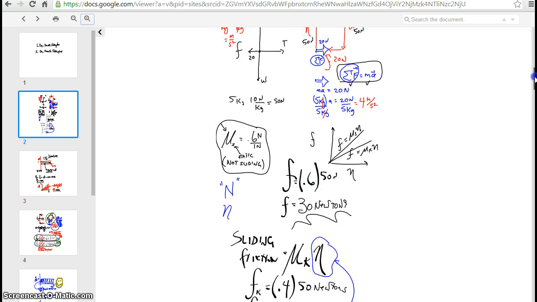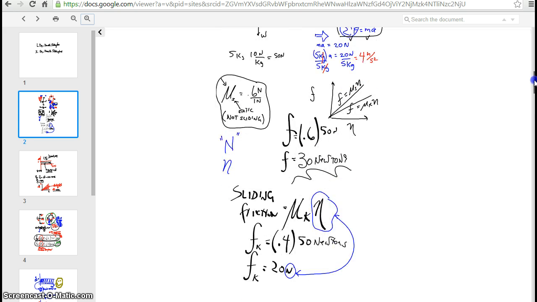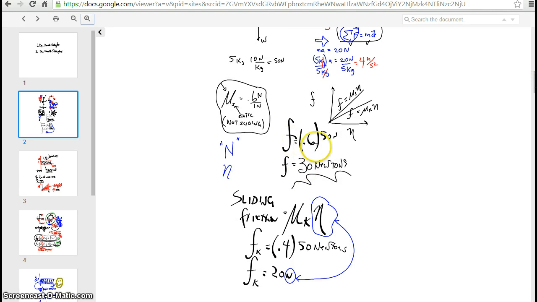If we put this into an equation, we get F is equal to 0.6 times 50 newtons, mu times N, and the sliding friction is 0.4 times 50 newtons. So we get 30 newtons for static friction, while for sliding friction we get 20 newtons. For static, the box is not supposed to be sliding, meaning it has no acceleration. If the acceleration is not equal to 0, then we cannot use static friction because it's sliding.